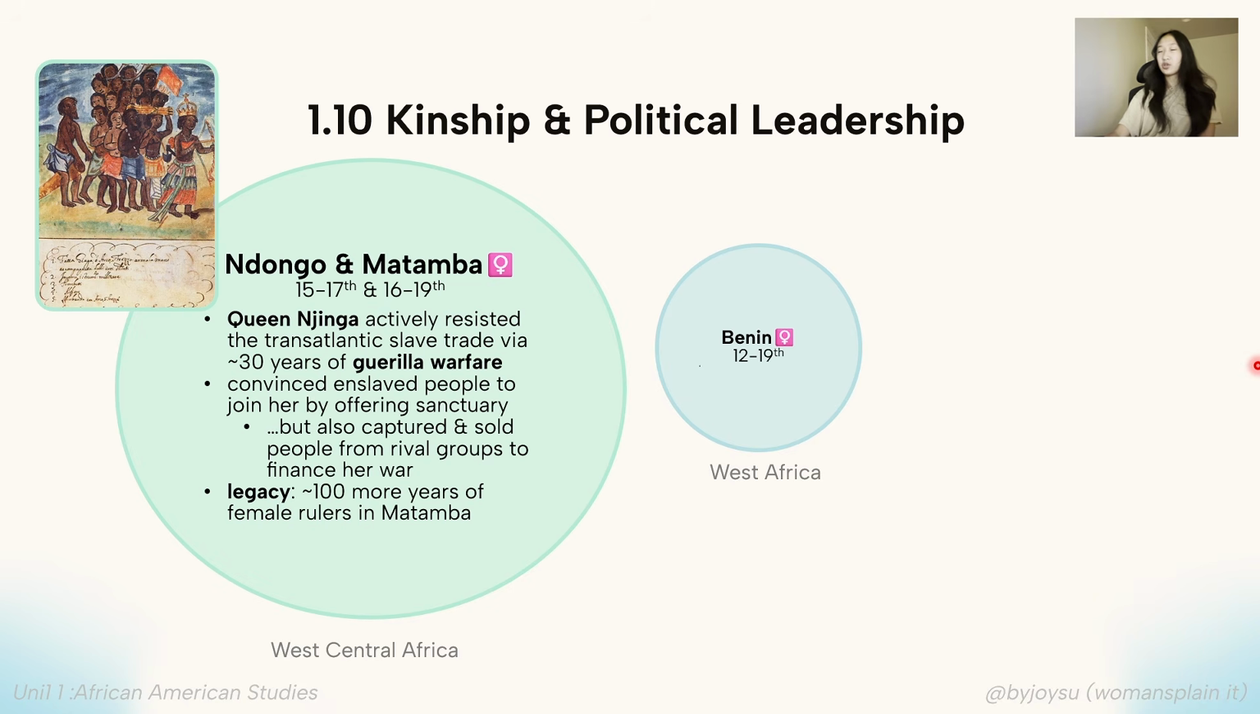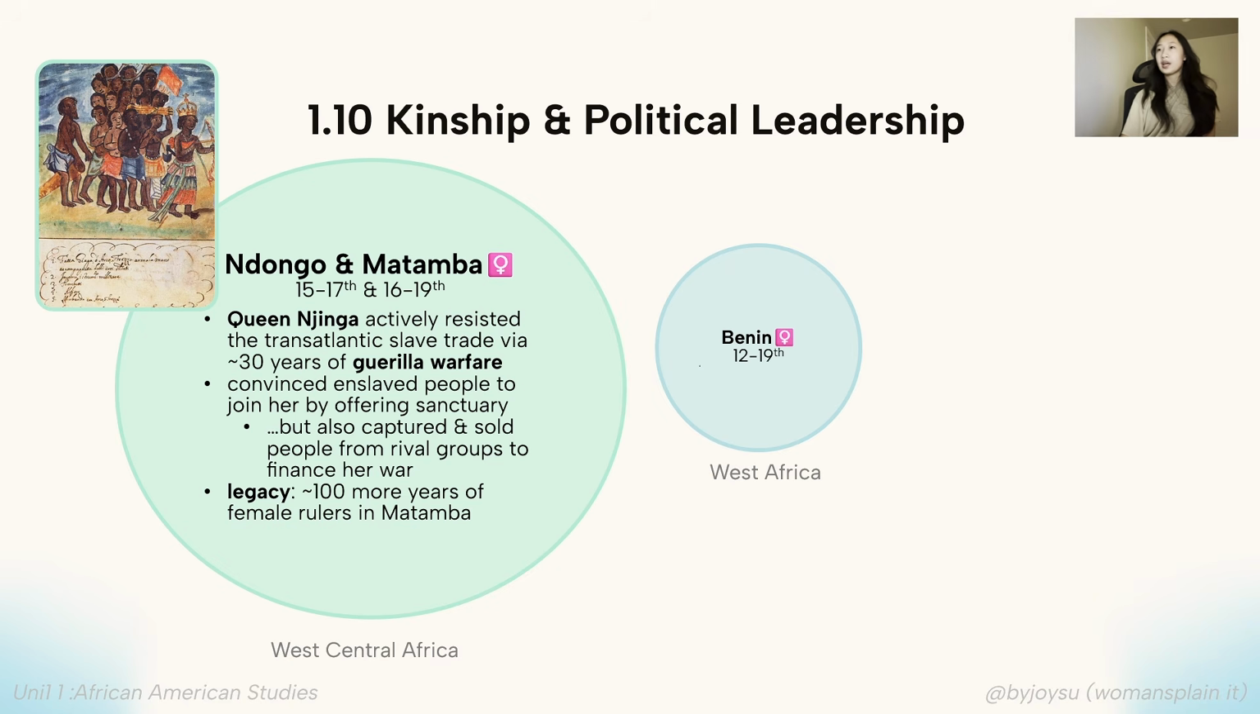Nzinga starts off by trying to play nice. She offers to convert to Christianity. She's even baptized. But once it becomes clear that the Portuguese can't keep a promise, she ends up renouncing Christianity and leading one of the most prominent resistances against Portuguese expansion and the slave trade. After Portuguese occupation of Ndongo, she had to relocate to Matamba, but she kept up with guerrilla warfare.